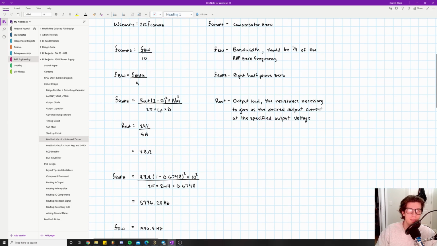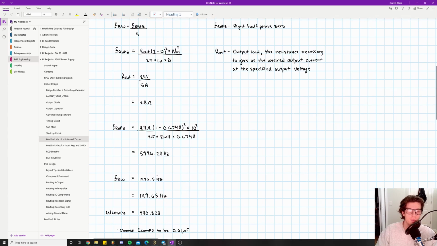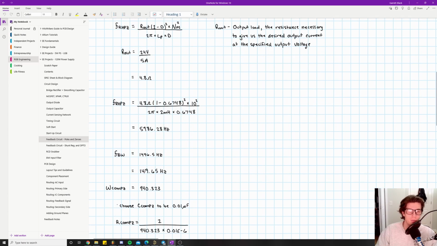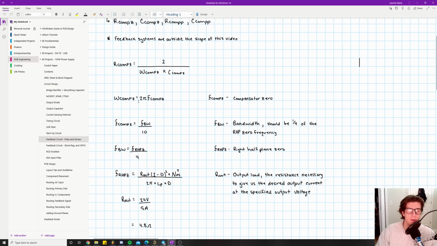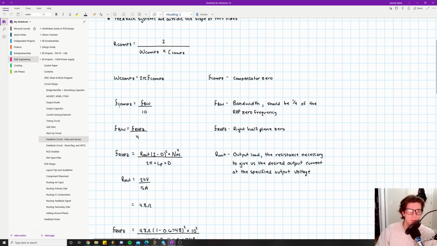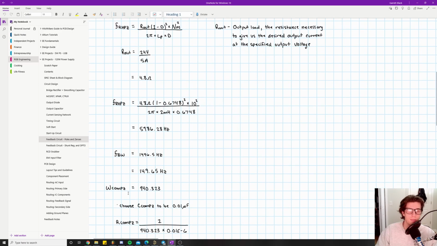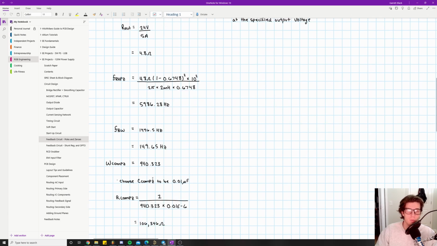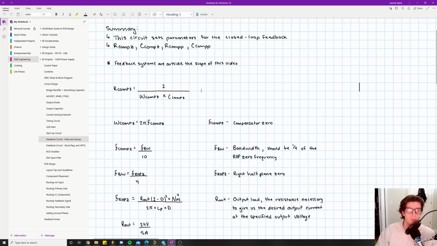And then we divided by 10 because we know that f comp z is equal to FBW divided by 10. So we just move the decimal over, 149.65 hertz, pretty easy. Then we can get all the way back to omega comp z, because now we have f comp z, so we can plug that back in. And we see we get 940.323.